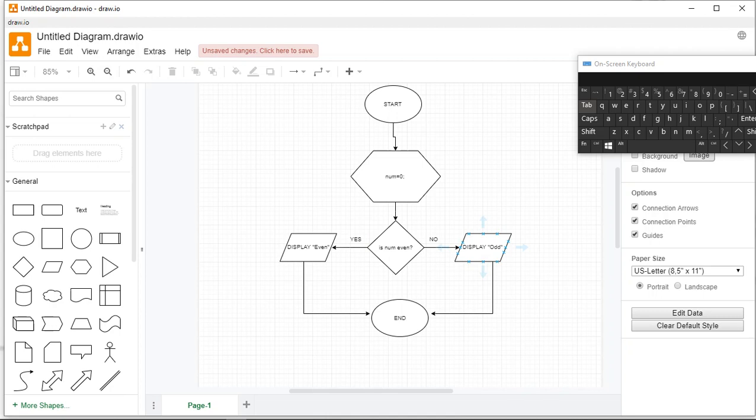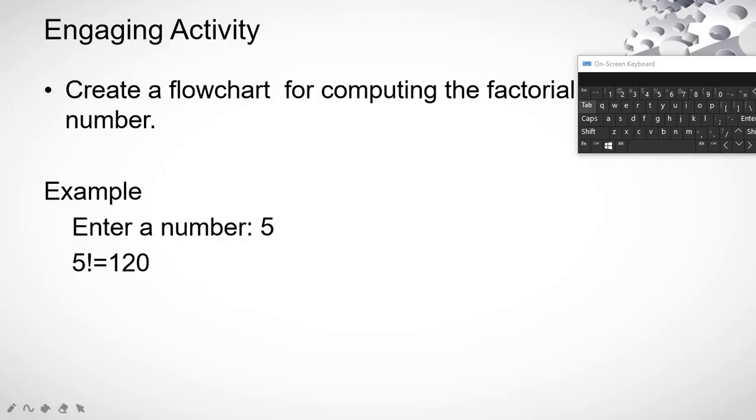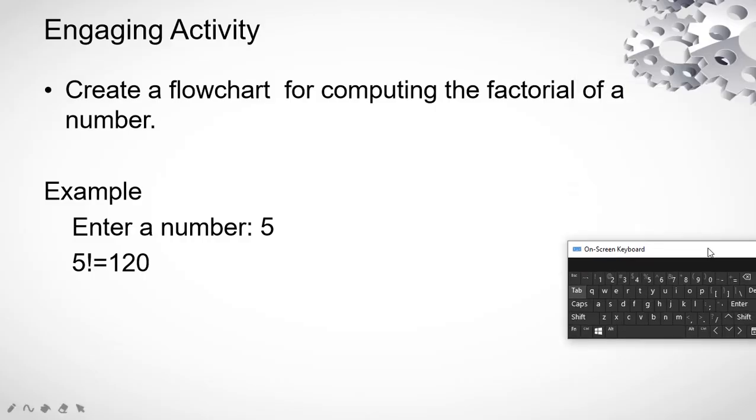Now for my last example, let's try this one. Create a flowchart for computing the factorial of a number. So for example, you're going to input a number, and then you're going to compute and display the factorial of a number. Let's say 5 factorial is equal to 5 times 4 times 3 times 2 times 1, right? So I prepared a pseudocode for that.